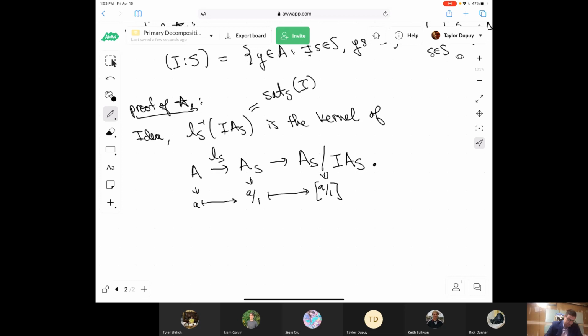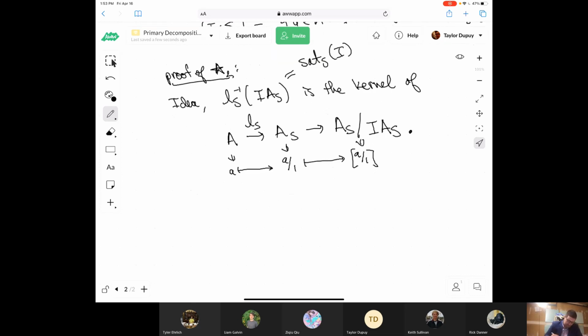But now we're going to use the property of localization. Note this map factors. So we have that AS mod IAS is the same thing as S inverse of A mod I, and you could take this to be the image in the quotient as well. This is one of the properties of localization that we had.